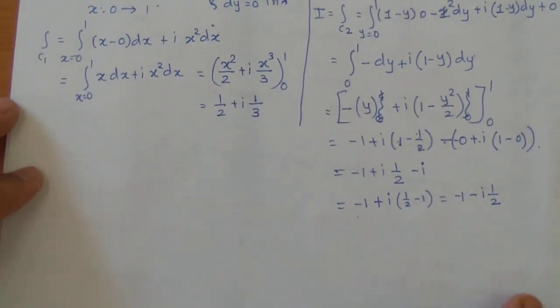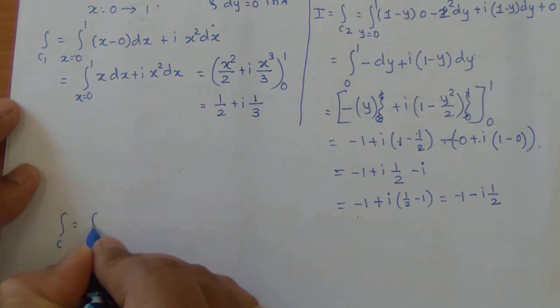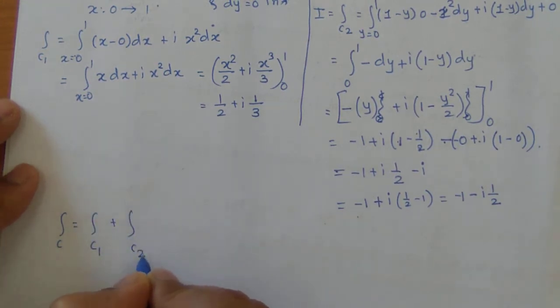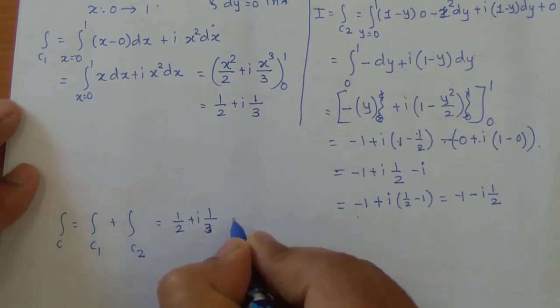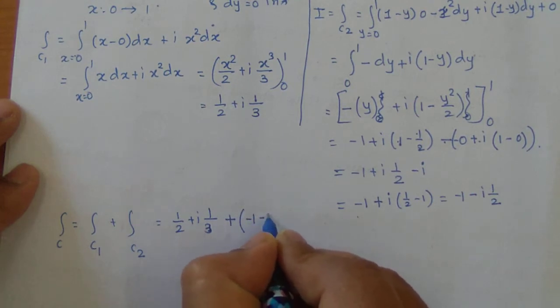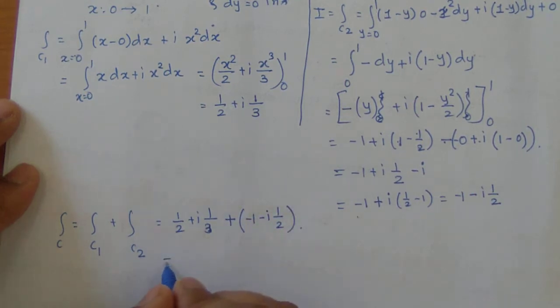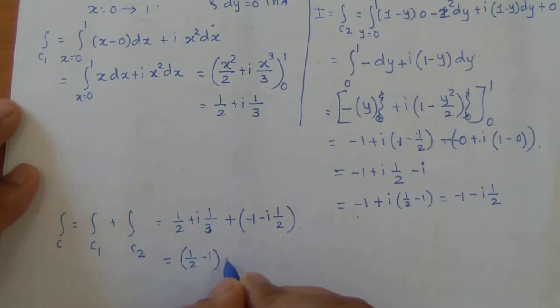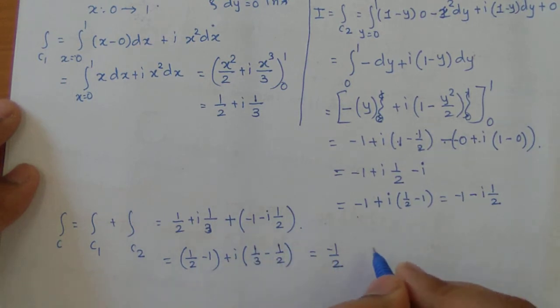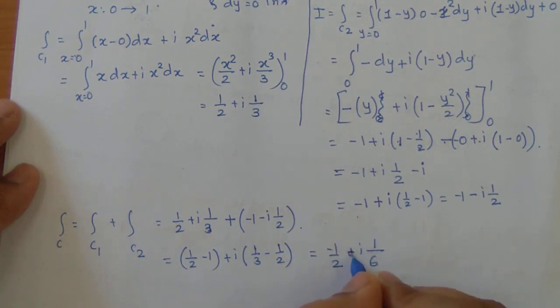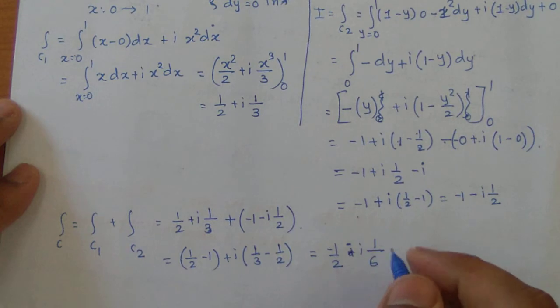But we want to calculate the integral over C. Therefore the integral over C is equal to the integral over C1 plus the integral over C2. So the C1 value is 1 by 2 plus i into 1 by 3, plus minus 1 minus i into 1 by 2. This is 1 by 2 minus 1, plus i into the bracket (1 by 3 minus 1 by 2). So this is minus 1 by 2. Cross multiplication, we get a 3 here, we get a 2 here, 2 minus 3, it is minus 1 by 6.